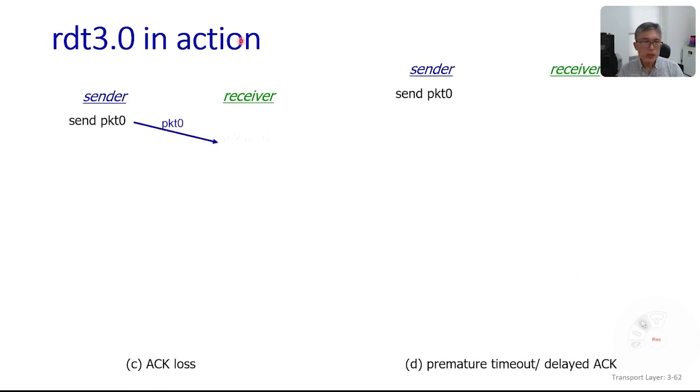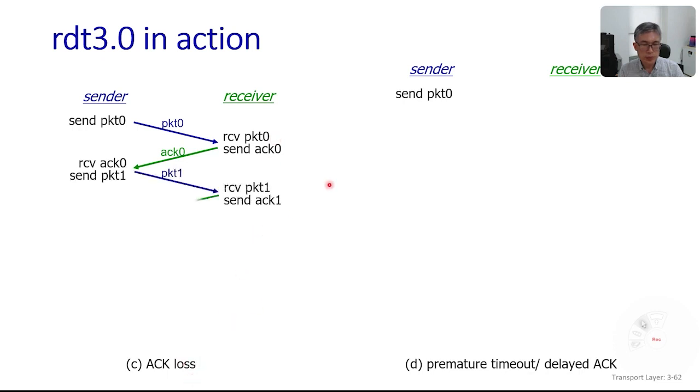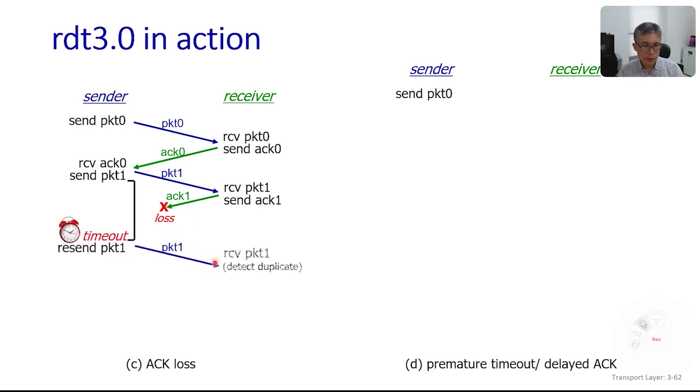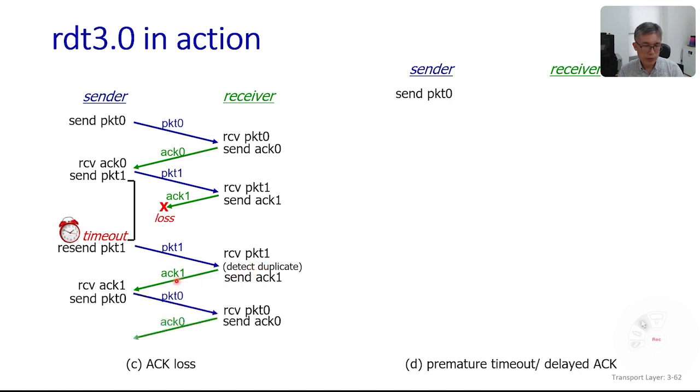So I did a three-version case, also the acknowledge loss case. The previous one was a packet loss, right? In the acknowledge loss case, a timeout happens, and then packet one is retransmitted, but duplicates are handled. In that case, we just do not accept the data because it is duplicate data, just send the acknowledge, and that handles this acknowledge loss.